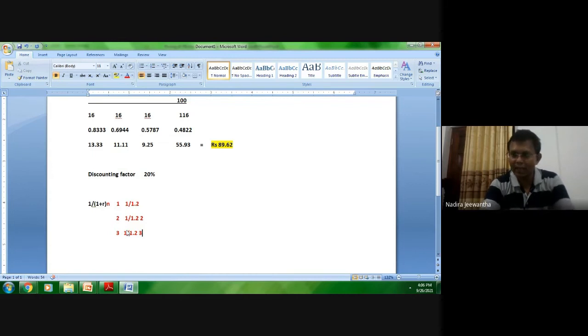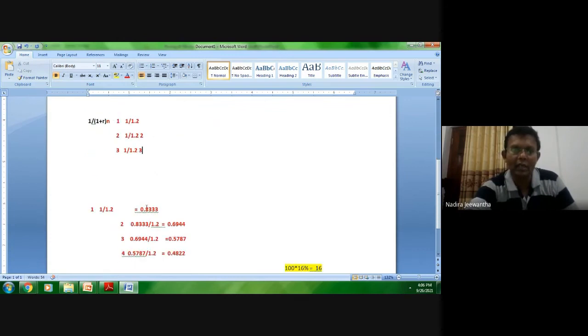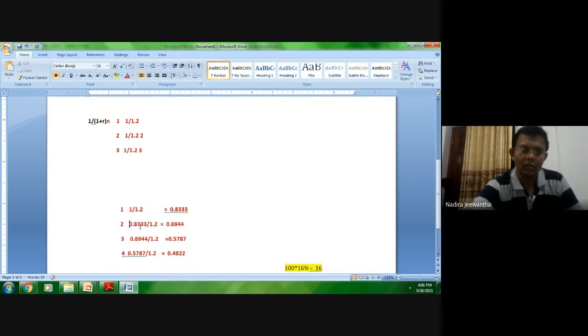Rather than applying this, you can straight away do this, keeping this particular amount on your calculator. This is one method. This is another method. This is the easier method, so we tell the students to apply this method. First, 1 divided by 1.2, you get the answer here. Keeping this on your calculator display, divide by 1.2. Answer divided by 1.2. Answer divided by 1.2.